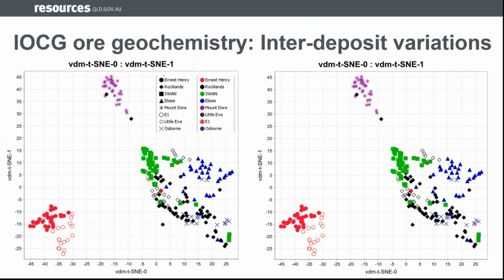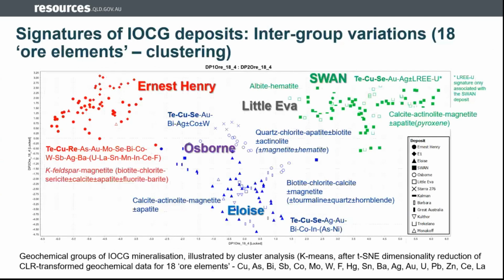A unique position of Ernest Henry MB1, nothing is quite like that. A unique position of Mount Dore, quite well apart from anything else, and a reasonable diversity within the rest of the group. So it seems in this presentation that everything else falls in the same group. We can investigate it a bit further.